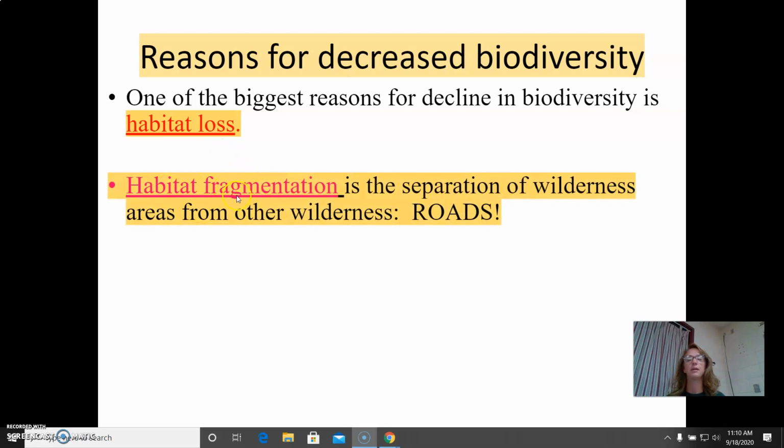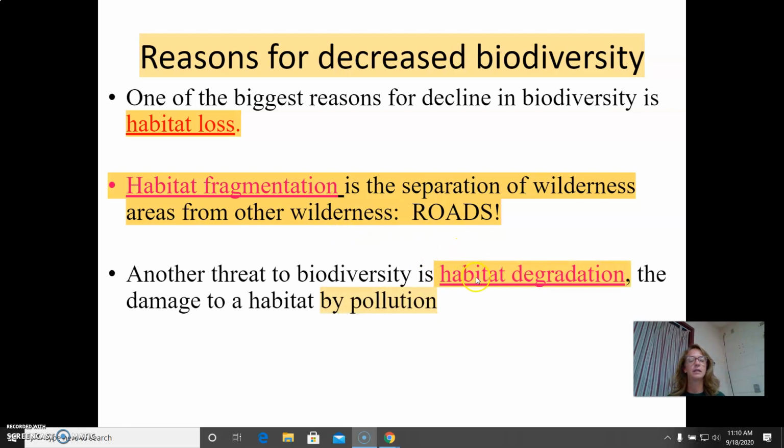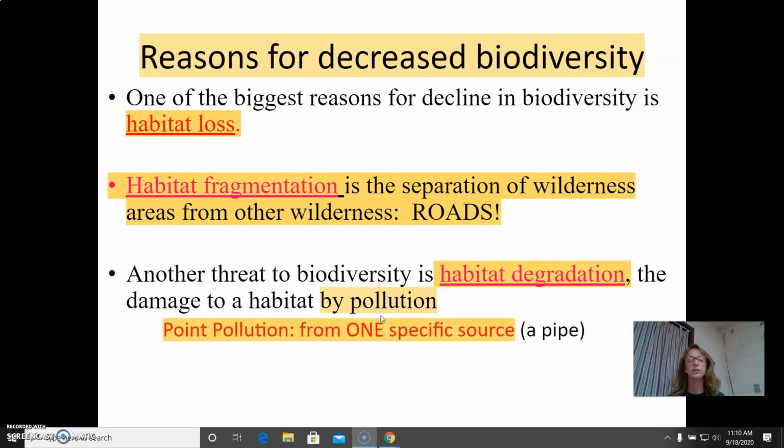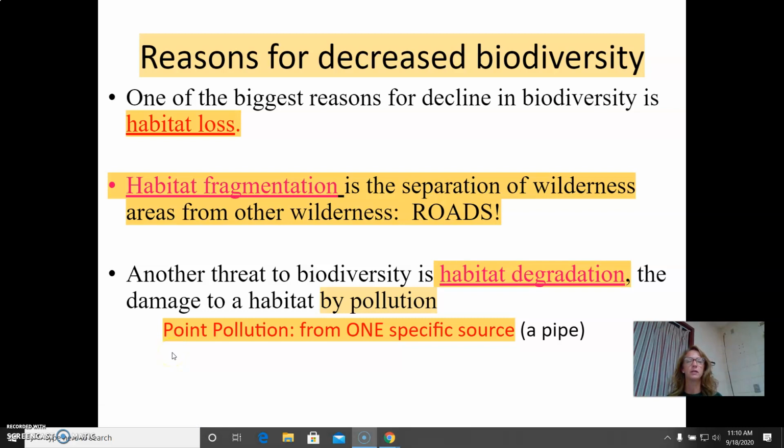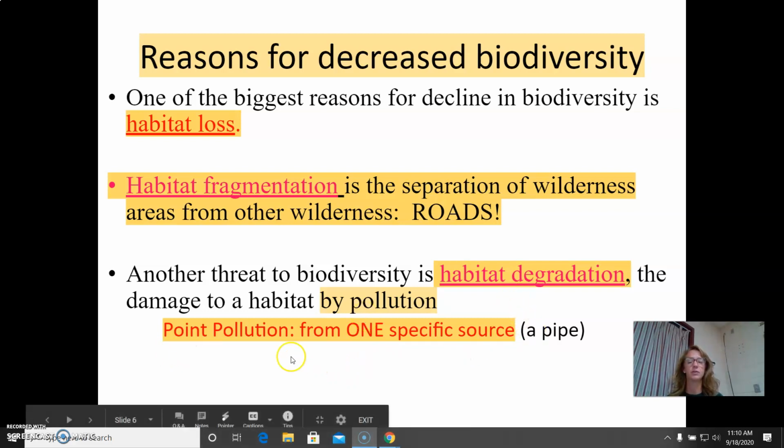Habitats can also be chopped into pieces, for example, by roads. So then it's hard for species to use their whole environment because it's chopped up. And another threat is when we degrade a habitat, degradation, and that is pollution. So there are two types of pollution I want you to be familiar with. Point pollution comes from one point. It's like a pipe coming out of a factory and dumping smoke into the sky, or dumping dirty water into a lake. You can find that source, and they're really easy to get rid of.